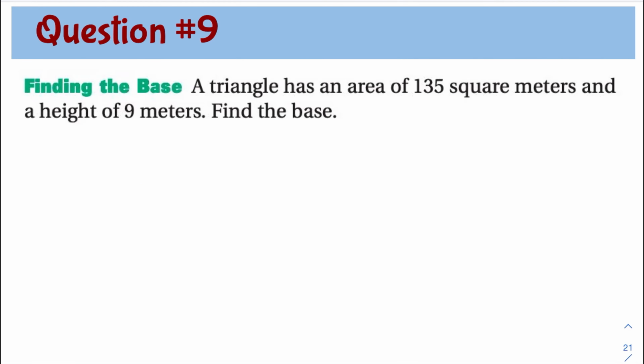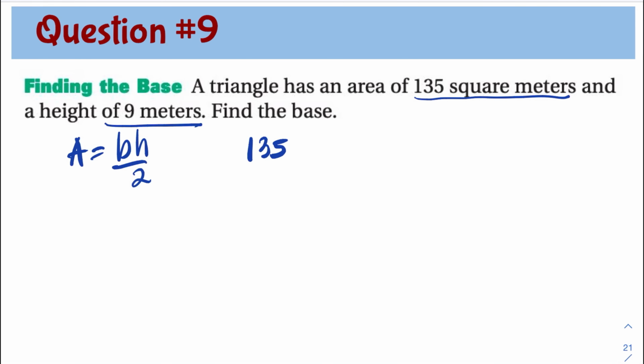Question number 9. A triangle has an area of 135 square meters. The height is 9 meters. Find the base. Area is equal to base times height over 2. So the equation is, the area is 135, so we can replace A with 135 meters squared. The base is missing, and the height is 9 meters. Divide by 2.